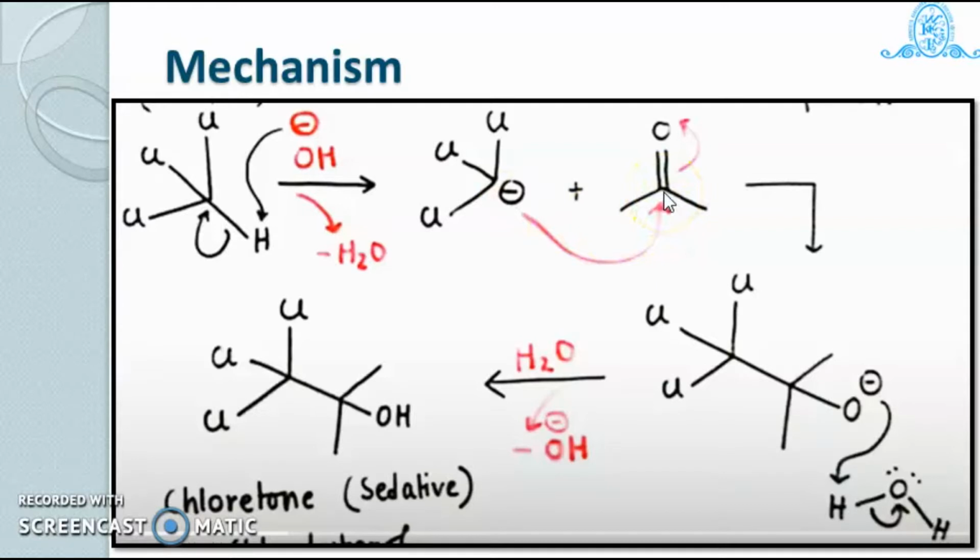So it will then form an oxyanion, which is an intermediate, and which finally takes up a proton from the water molecule, and finally forms chlorobutanol, which is the sedative hypnotic, which is nothing but our chlorobutanol molecule.